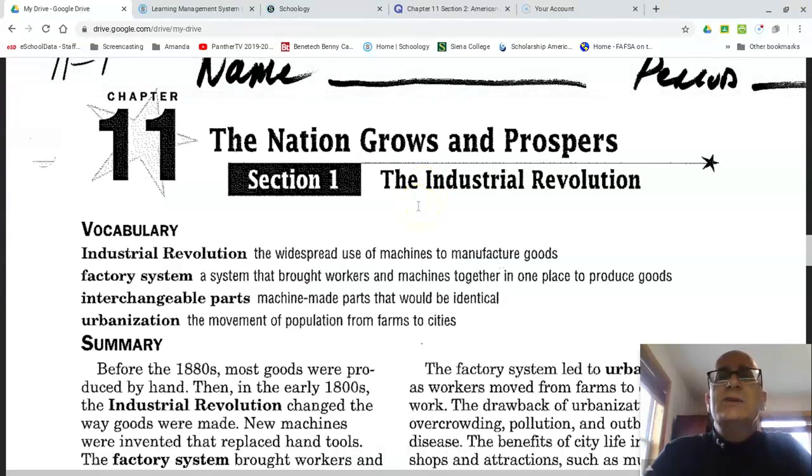We've talked a lot this year about the economy of the South, which was largely farm-based and plantation-based. We're going to talk about the growth of industry in the North in the late 1700s and the early to mid 1800s. Just a couple of notes on this lesson.